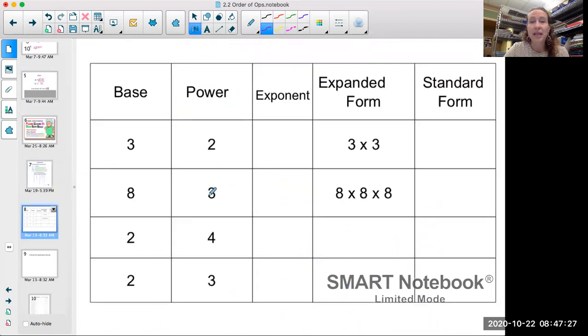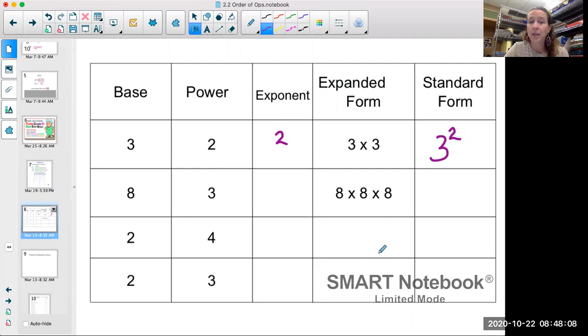Okay, so here we have what looks like we are going to fill in this form. We have the base of 3, the power is 2. So if we were to fill out the exponent here, the exponent would be 2. That's the power, right? The expanded form would look like this, 3 times 3. And the standard form would be 3 to the power of 2.